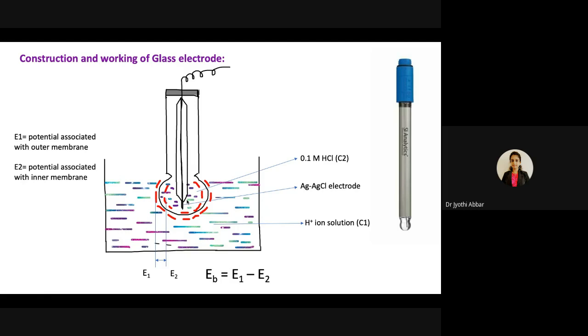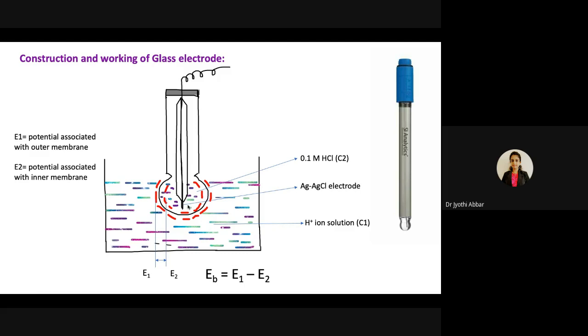Suppose I want to determine cadmium ion from the solution. At that time, we have to take the electrode filled with cadmium ionic solution of fixed concentration. Suppose I want to determine lead, then lead ionic solution will be filled in this glass bulb. So based on the application, a different electrode has to be chosen. As we are focusing on pH, we have taken the electrode with 0.1 M HCl solution in the bulb.